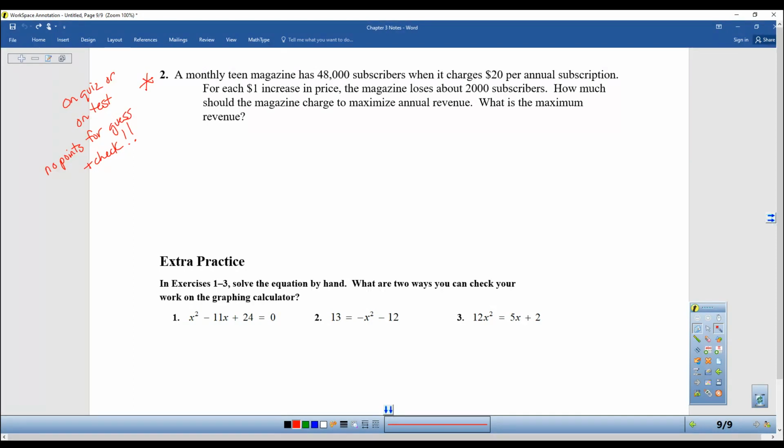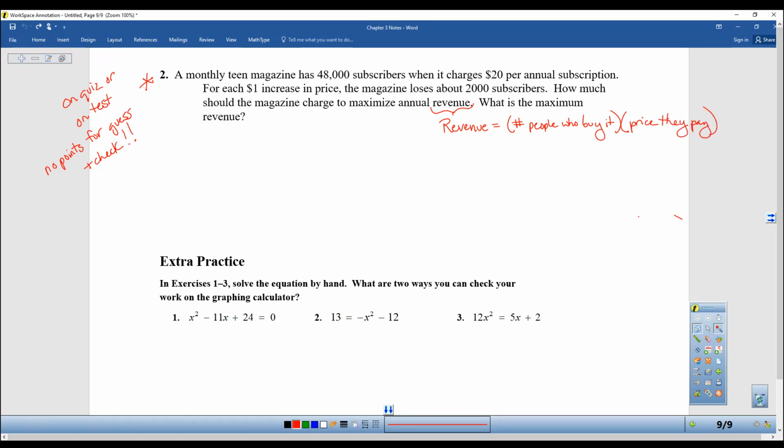All right, a monthly teen magazine has 48,000 subscribers when it charges $20 per annual subscription. For each dollar increase in price, they lose about 2,000 people. How much should they charge to maximize their annual revenue? So the first thing that you need to know is how revenue is calculated. So you're going to get revenue from the number of people who buy it, called subscribers, times the price they pay.